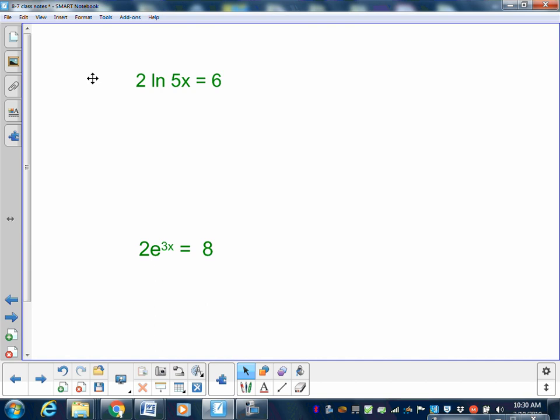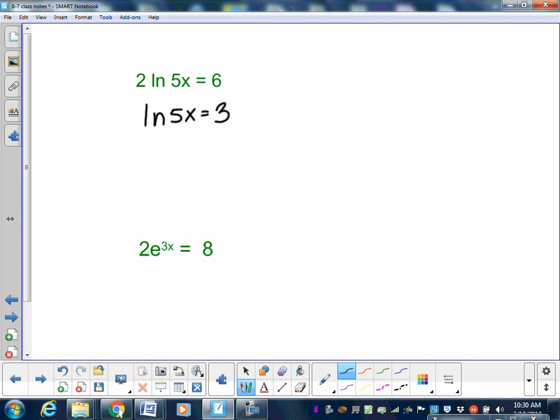I gave you two of these on the test. If it's already in this form, don't you just have to put it into exponential form? But there's something wrong with this one before I can put it into exponential. What do I have to do first? Divide both sides by what? Divide by 2. So I have the natural log of 5x equals 3 now, correct?